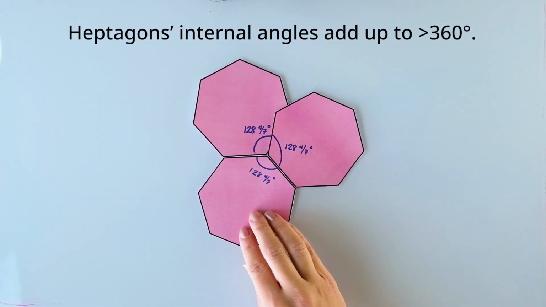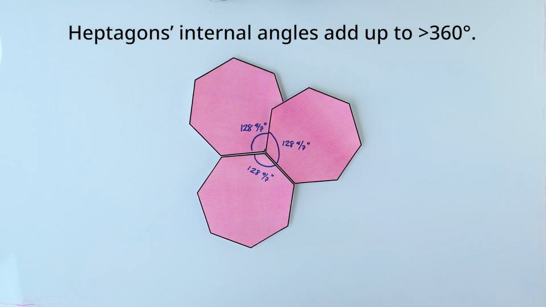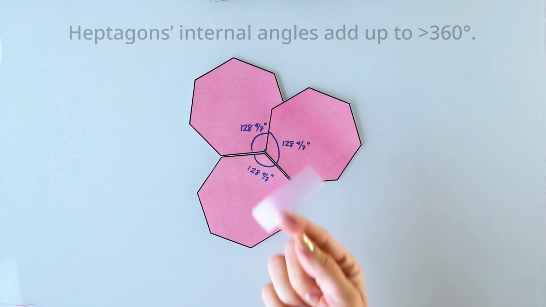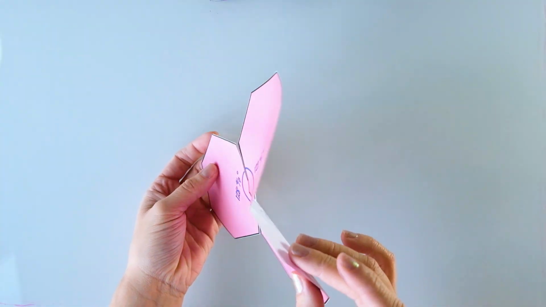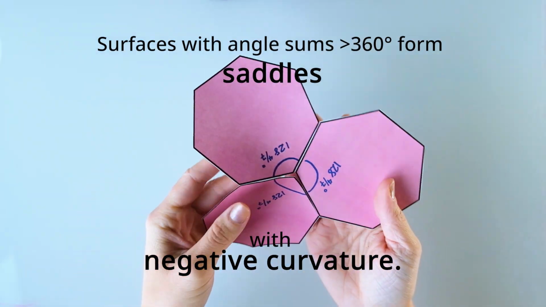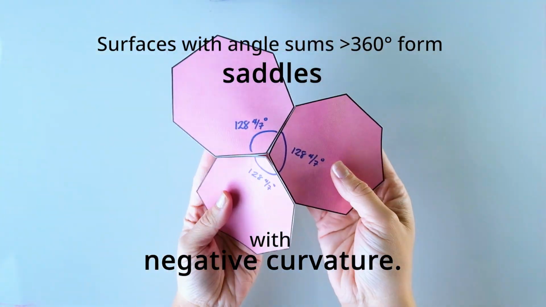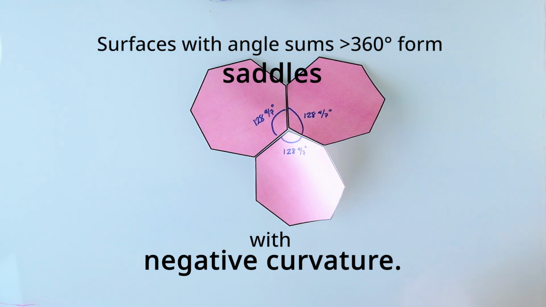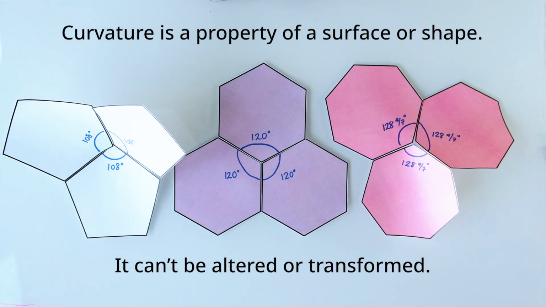Heptagons have the opposite problem. Their internal angles add up to way more than 360 degrees. If we give them a bit of tape, they form a wavy surface that looks a bit like a saddle. Surfaces with angle sums greater than 360 degrees always form these wavy saddle shapes, and we say they have negative curvature. Curvature is a property of the shape we created, and you can't transform between curvature types.